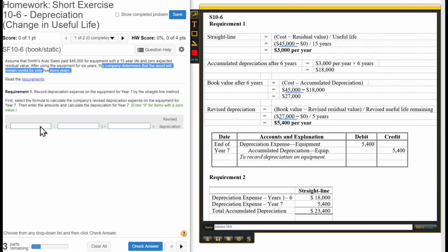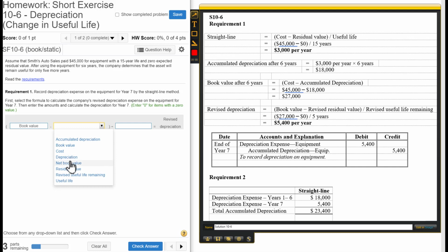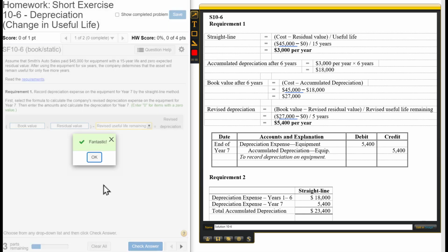So the formula for revised depreciation is you have to take the book value minus the residual value divided by the remaining useful life, or the revised useful life remaining. So what we're doing is we're taking the maximum that we could depreciate for the rest of the life, which is the book value. So the book value after 6 years is $27,000. So let me check our answer.